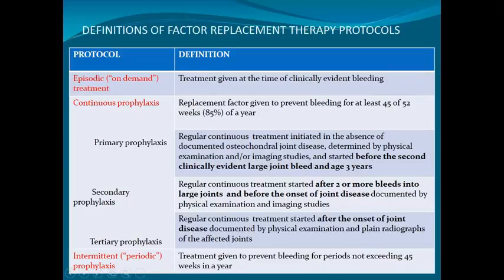While continuous prophylaxis means replacement of the factor given to prevent the bleeding for at least 45 of the 52 weeks, about 80% of a year. It means a child who has been diagnosed with hemophilia and now you are going to start the prophylaxis. Primary prophylaxis means there is no joint involvement, there are no target joints, and before developing the target joints you have to prevent this bleeding, so you keep the patient on a primary prophylaxis.